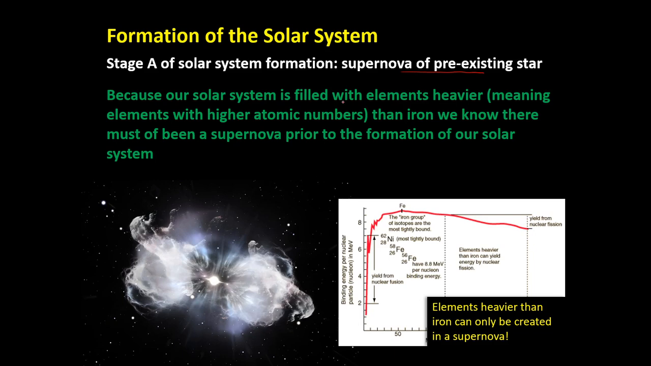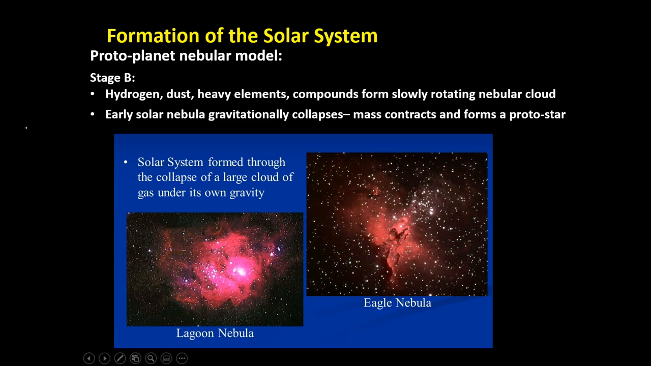Okay, because our solar system is filled with elements heavier than iron, meaning elements with higher atomic numbers than iron, we know that there must have been a supernova prior to the formation of our solar system. Elements heavier than iron can only be created in a supernova. So stage B is that hydrogen, dust, heavy elements, and compounds form slowly, and they start to rotate around in the nebular cloud. The early solar nebula gravitationally collapses, the mass contracts, and it forms a protostar that is not yet ignited.